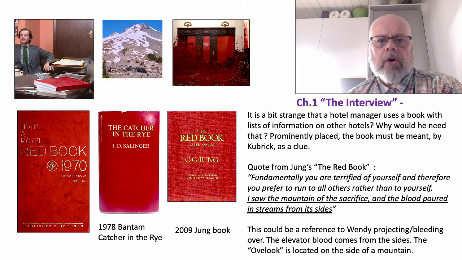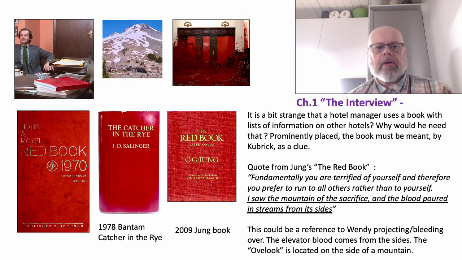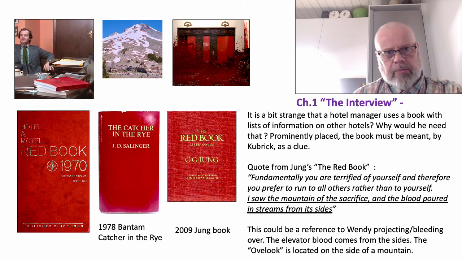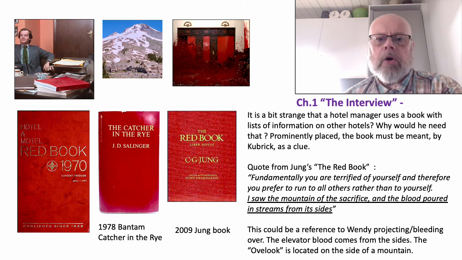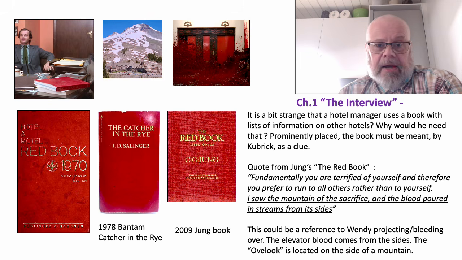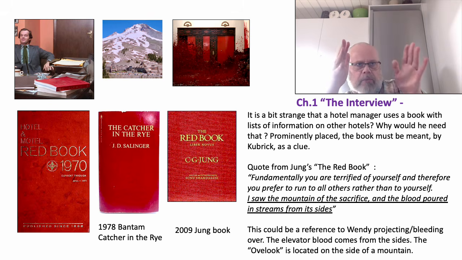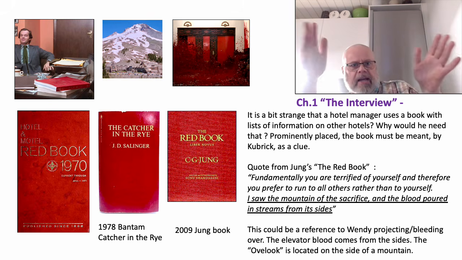It is a bit strange that a hotel manager uses a book with lists of information. That's the red book we see in the office that lies to one side of Ullman, as you can see in the picture there. It's a bit strange that a hotel manager uses a book with lists of information on other hotels. Why would he need that? But that's just my lack of imagination, maybe. Prominently placed, the book must be meant by Kubrick as a clue, right?